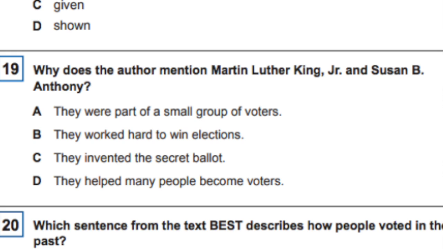A, they were part of a small group of voters. B, they worked hard to win elections. C, they invented the secret ballot. And D, they helped many people become voters. So go ahead and answer the question. You already underlined or marked where these two people were named in the article. So look at where they were mentioned and why, and then answer the question.